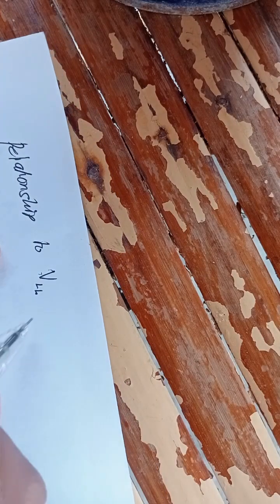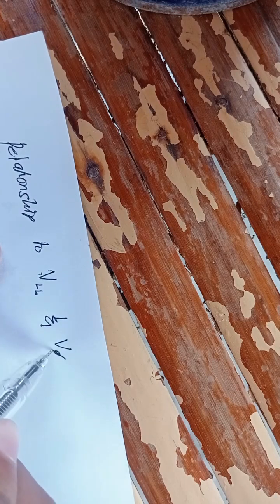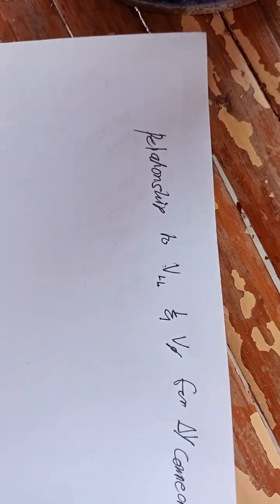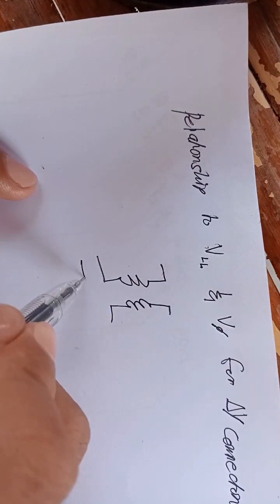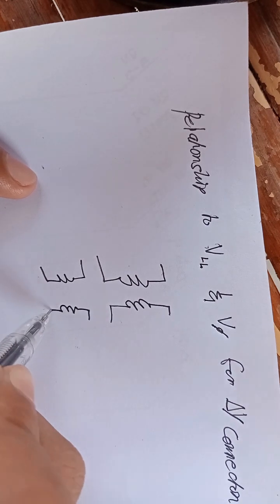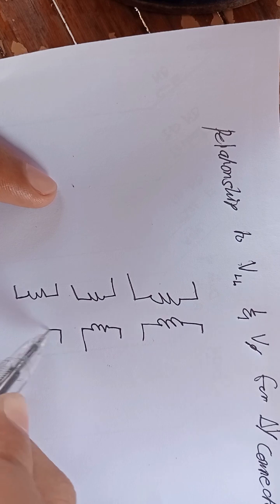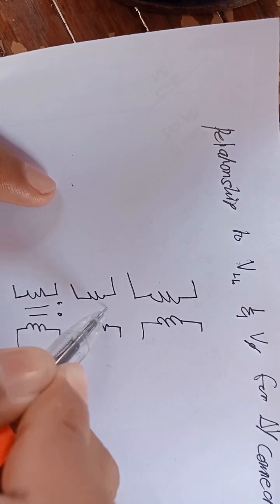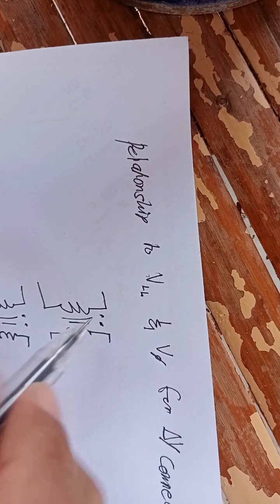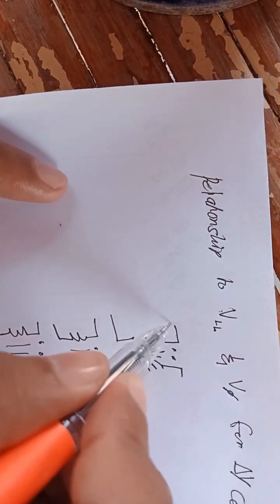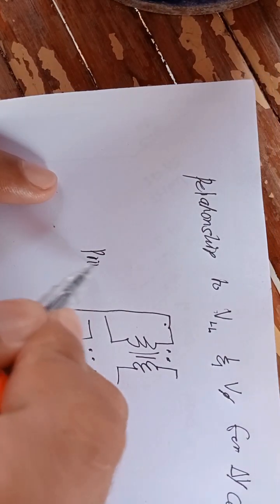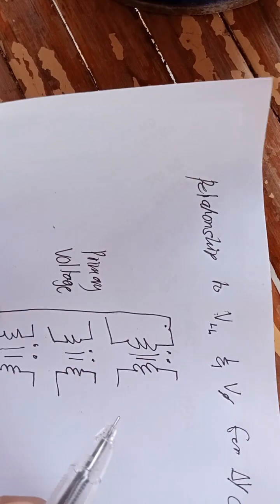In part 2, we will try to discuss the relationship of line voltage and phase voltage for the delta Y connection. So let's try to illustrate our three phase. Our three phase transformer is illustrated. Then this is our primary voltage. This is our secondary voltage.